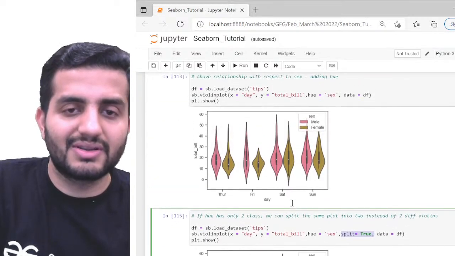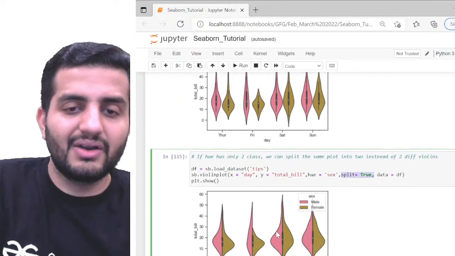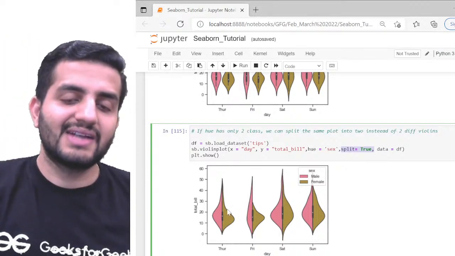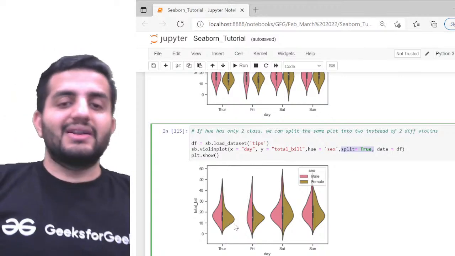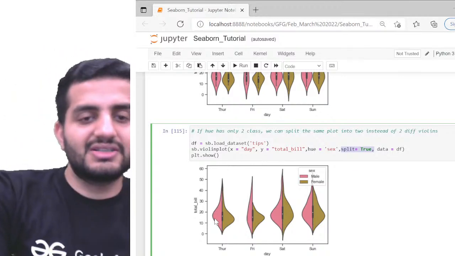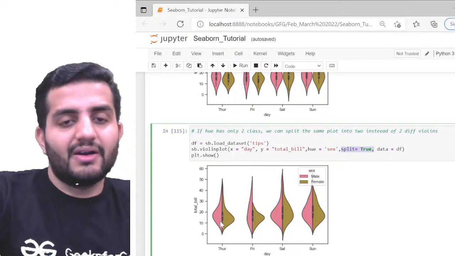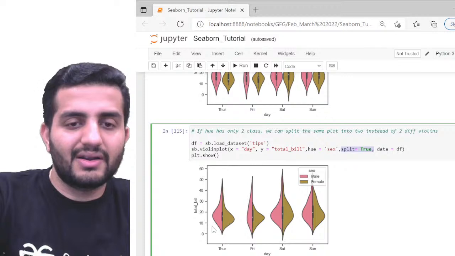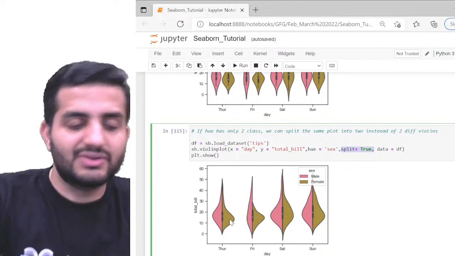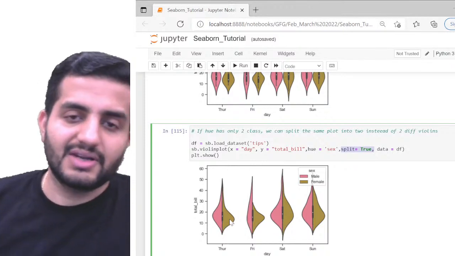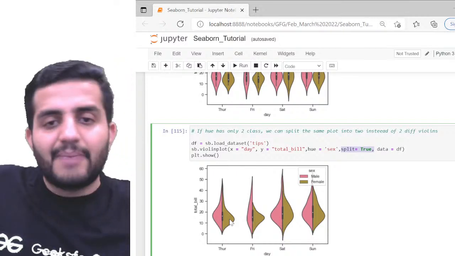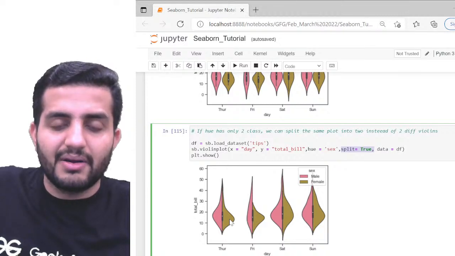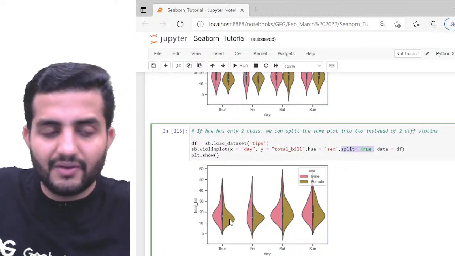So now look at this. The same graph is now converted into this. On the left side we have male, and on the right side we have female. So now it is an even better comparison, right? Now you can see the male peak is somewhere between 10 to 20, whereas the female peak is slightly lower, between 8 to 15, I would say. So that's the peak for my females. So again, we have a very distinctive comparison between males and females in terms of days and how they make the payments for the bills.